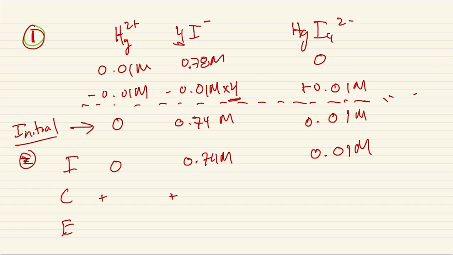And what about for the mercury complex ion? Negative, right? So this should be negative. And this will be minus x for this because we have a stoichiometric coefficient of 1. What should it be for the iodide ion? Plus 4x. And then for mercury, plus x, right? So then our equilibrium values are 0.74 plus 4x, and then 0.01 minus x, right?